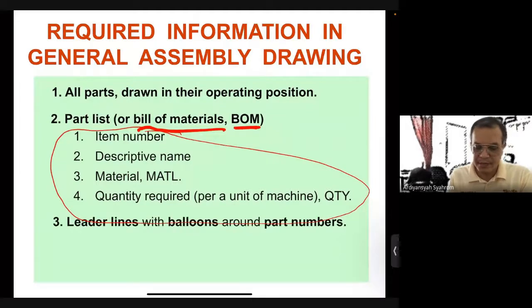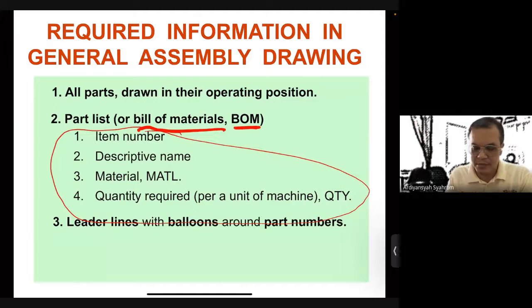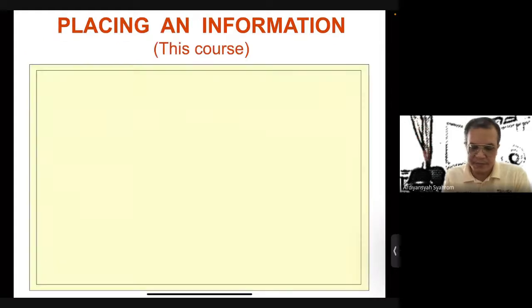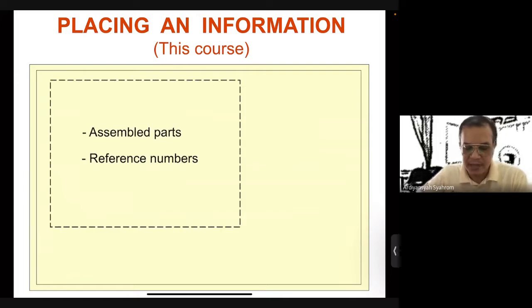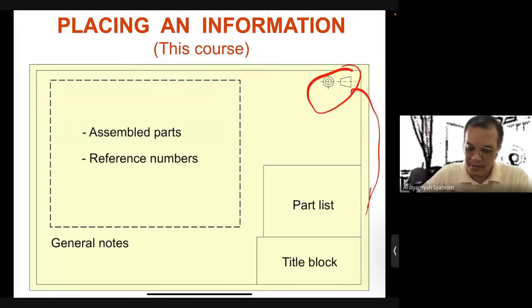compulsory. Leader line with the balloons around part numbers. For machining and assemble operation and critical dimension related to operation of the machine. Placing and information for this course. Assemble part, reference numbers, that is part list. Okay, you can put here in the title block.